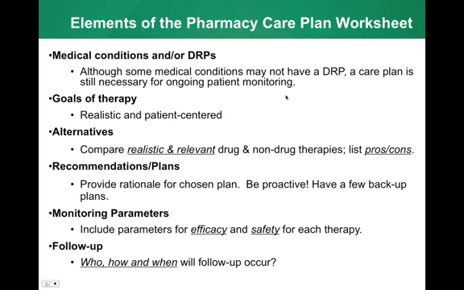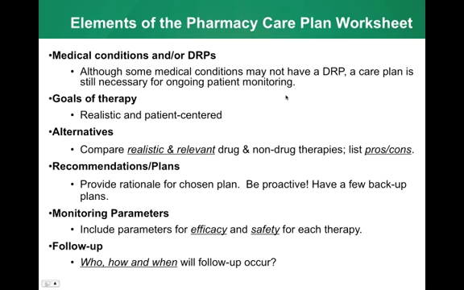It would be important for a student to actually provide rationale for the chosen plan and also to have a few backup plans in hand and to be proactive and be ready to implement those should the first plan actually not work out. Once a plan is implemented and developed, it's important to establish monitoring parameters.